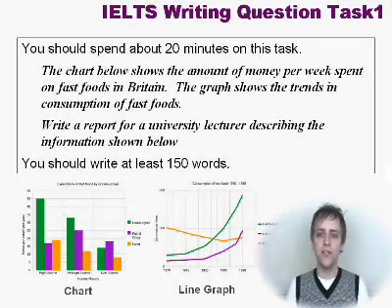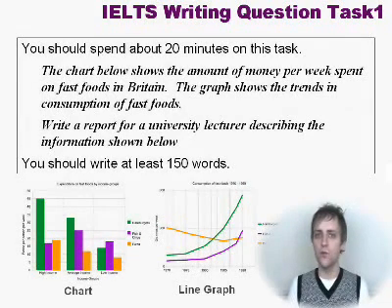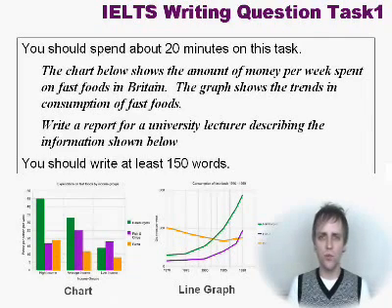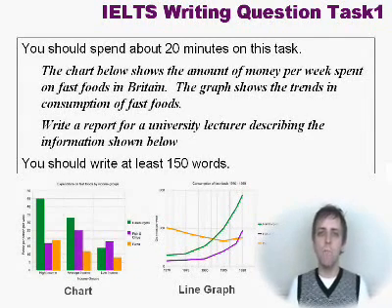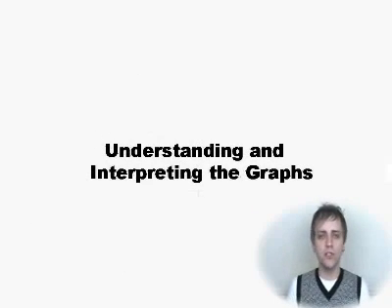The chart below shows the amount of money spent per week on fast foods in Britain. The graph shows the trends in consumption of fast foods. Trends in consumption, what does that mean? Well, it's basically describing how much of these fast foods British people eat on average every week. Okay, now let's look a little bit more closely at each of the graphs.